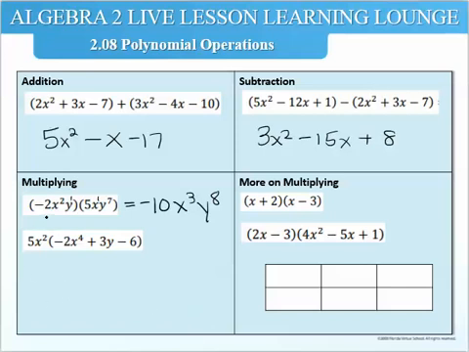We have 5x squared distributed through. So 5x squared minus 2x to the 4th. 5 times negative 2 is negative 10. X squared times x to the 4th is x to the 6th.